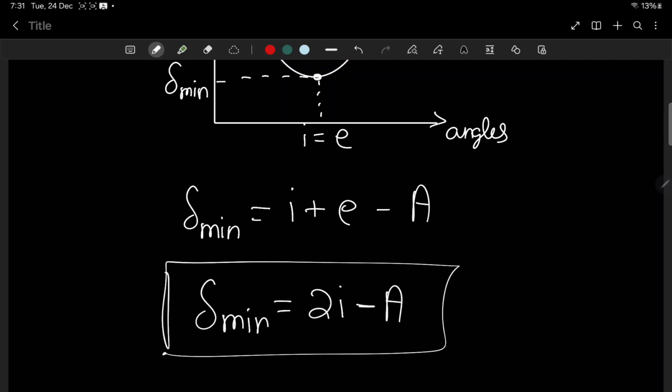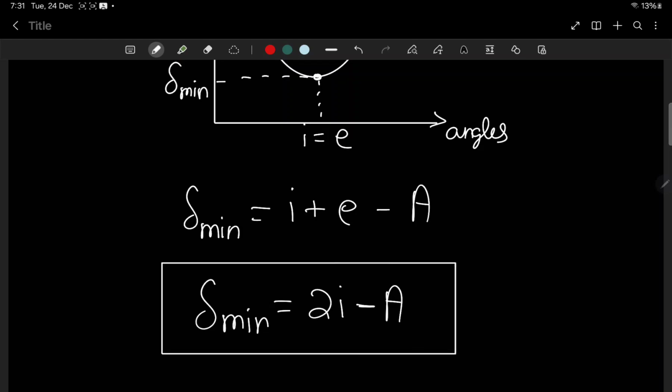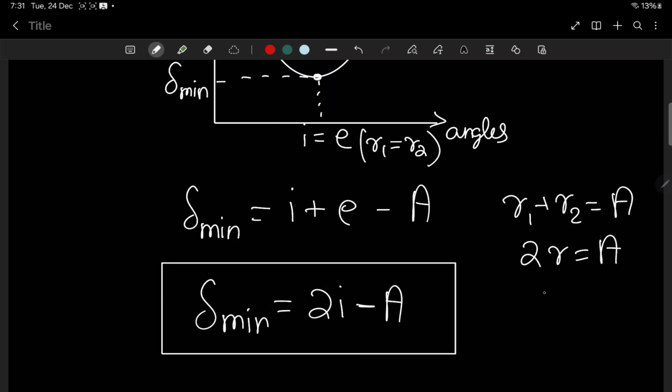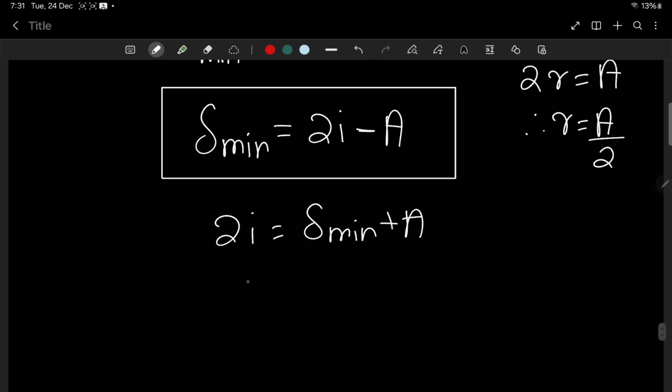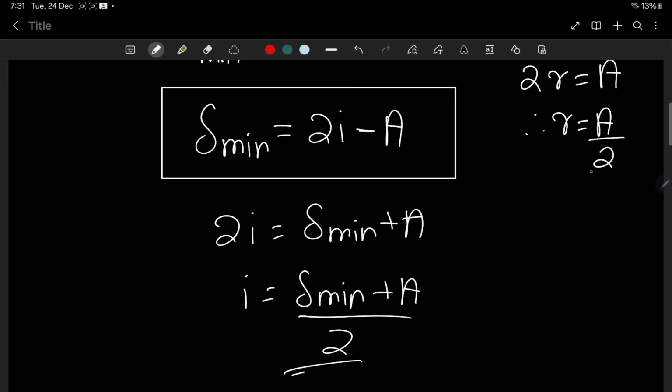Very important. And in angle of minimum deviation, one more specialty is there. R1 is also equal to R2. So we can write R1 plus R2 is equal to A, and 2R will be equal to A. Therefore angle of refraction is equal to A by 2. And from here angle of incidence is equal to delta minimum plus A by 2. These two things we noted.